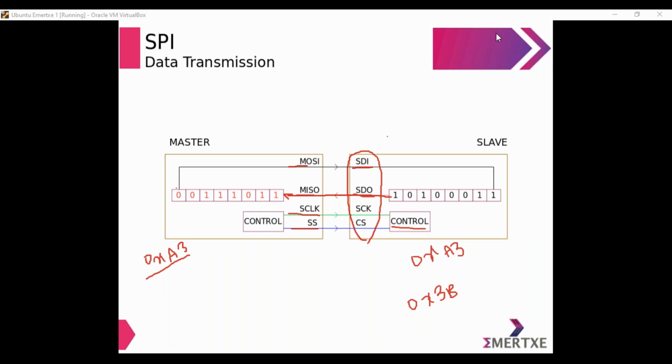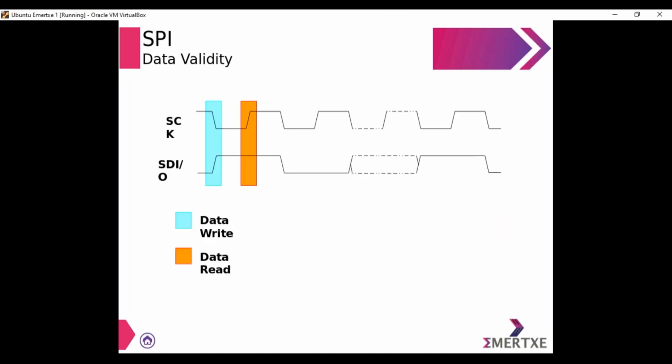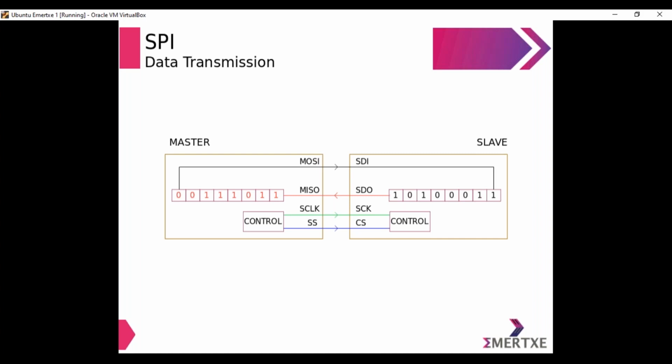Okay. Fine. The next thing we have to know is data validity. So when is the data written? When is the data read? We have something called data validity. Whatever data you transmit or receive is with respect to the clock pulse, because this is a synchronous communication protocol. So when exactly the data is transmitted and when exactly the data is received is decided depending upon the data validity.